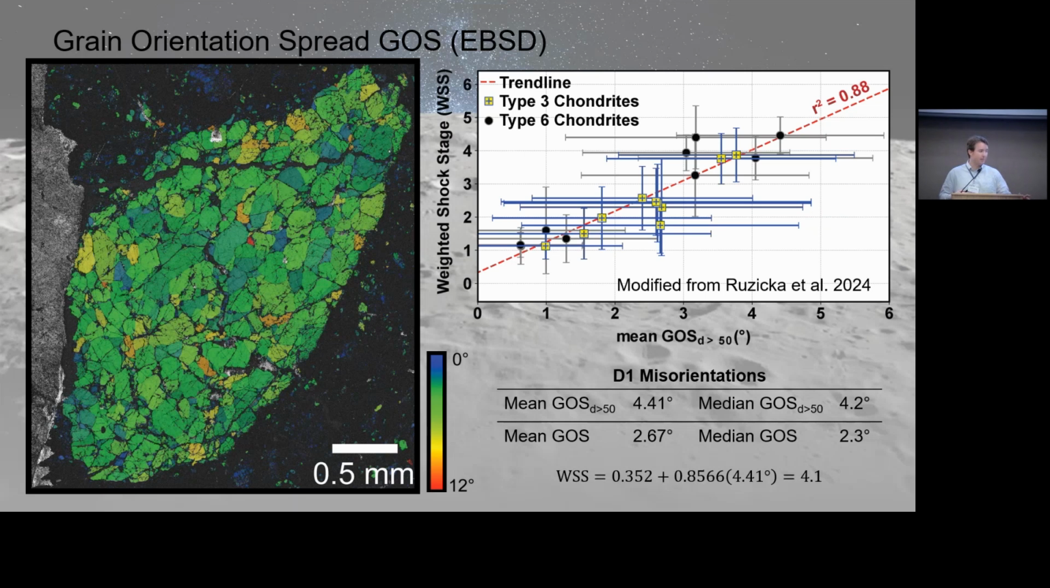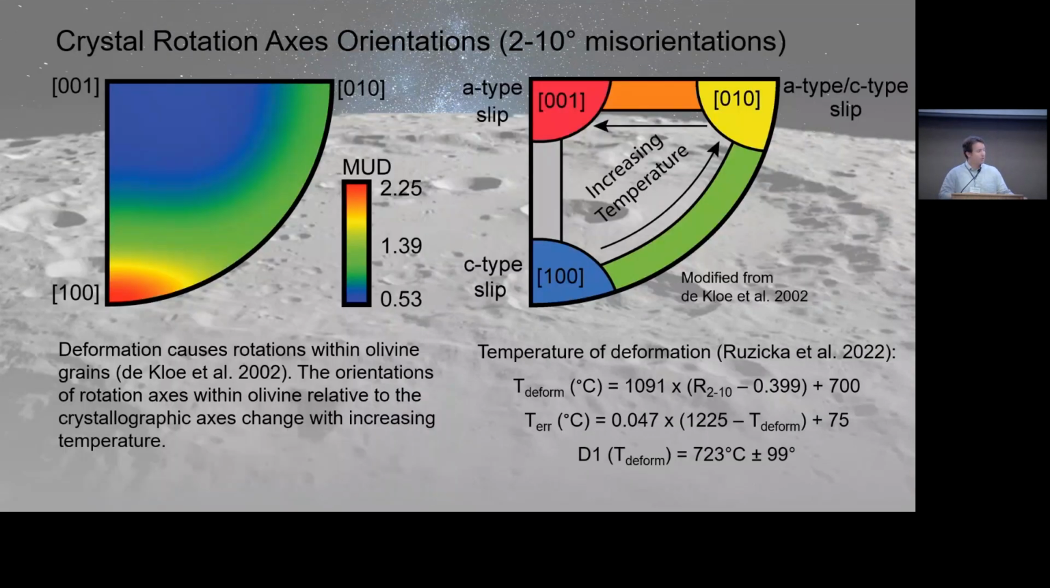This GOS map that I'm showing here shows, of course, the various different values for each of the grains, but it also records thousands of small rotations within these olivine grains. The axes of these rotations, interestingly enough, orient themselves preferentially at different temperatures. I'm going to show you here. This is an inverse pole figure on the left of the crystal rotation axes within olivine relative to the crystallographic axes of olivine.